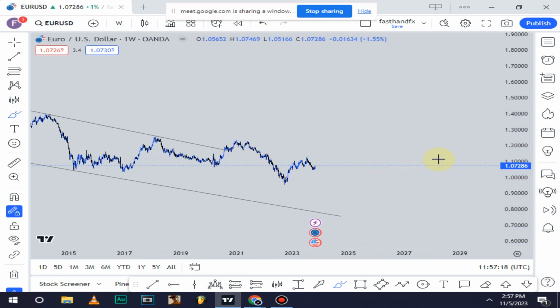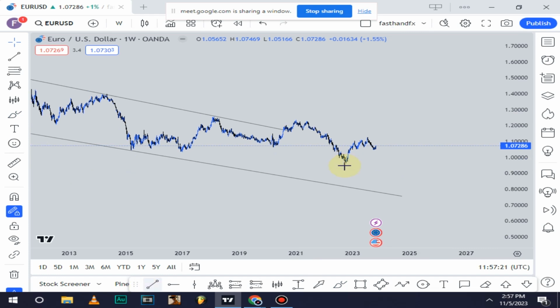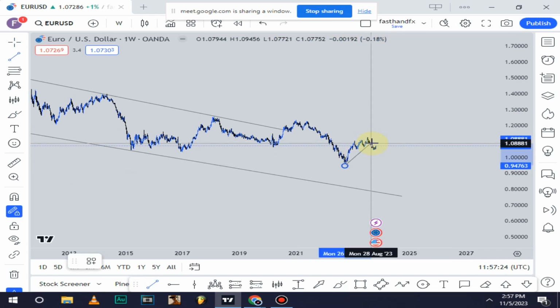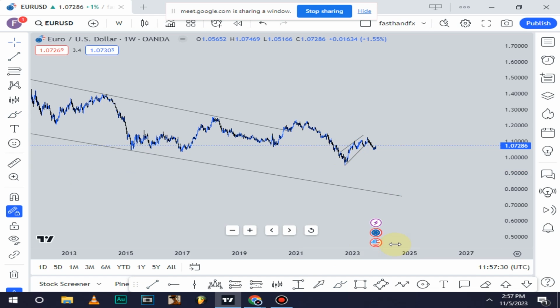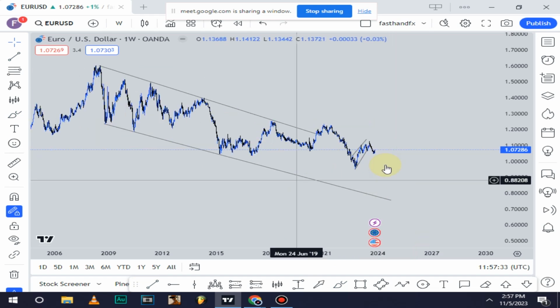So how about we do this? 1, 2, 3, 1, 2, 3 right there. So I hope that makes sense, guys. Look at that. Is this not a bearish flag?